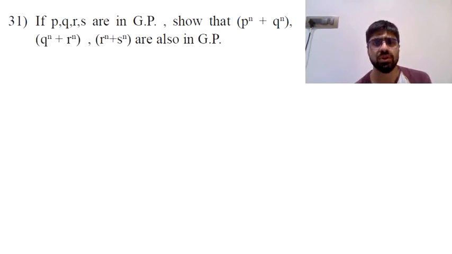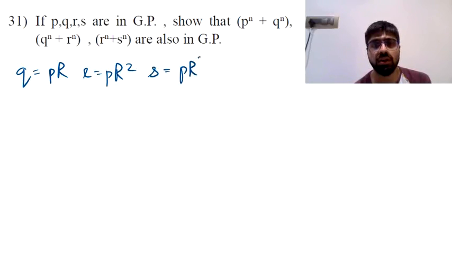Let's go ahead with the 31st one, which will be answered in the same manner. P, Q, R, S are in a GP. So we again write Q as P into capital R, we write R as P into capital R square, and S will be written as P into capital R cube. I hope everyone realizes that capital R is the common ratio of the GP. We need to show that these are in a GP.